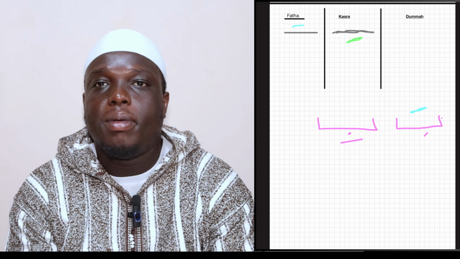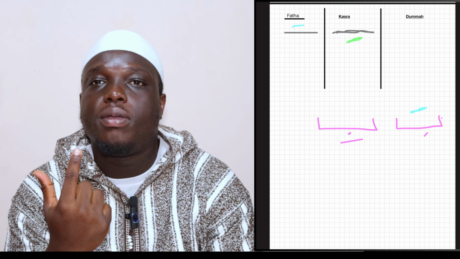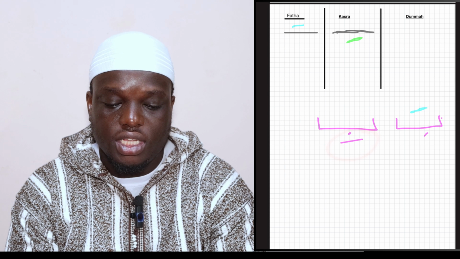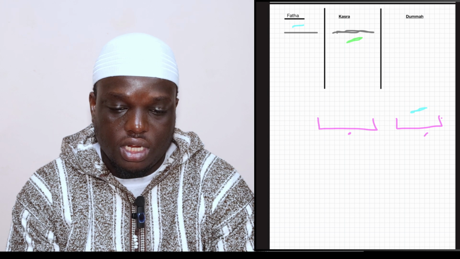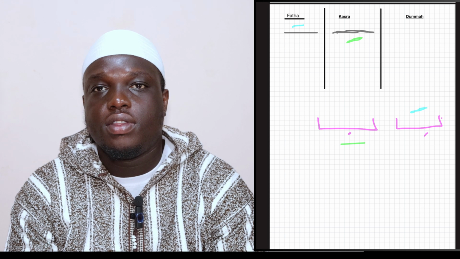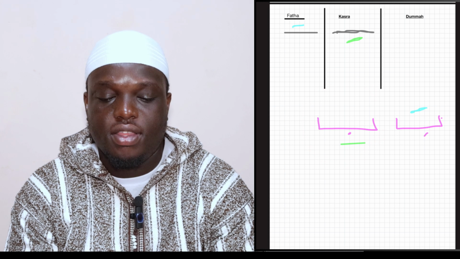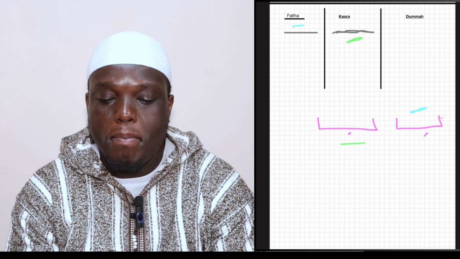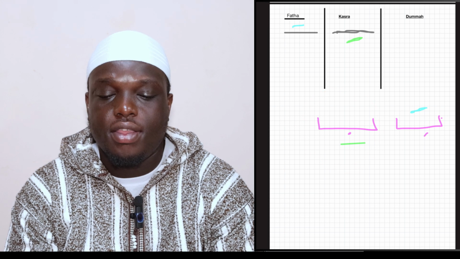So if this is ba, it starts with a b sound, and now we apply kasra on it. As you see, the kasra is applied on it. So it then becomes bi. We'll pronounce it as bi. So again, remember, fatha has an a sound, so it's ba. Kasra has an e sound, so it's bi.